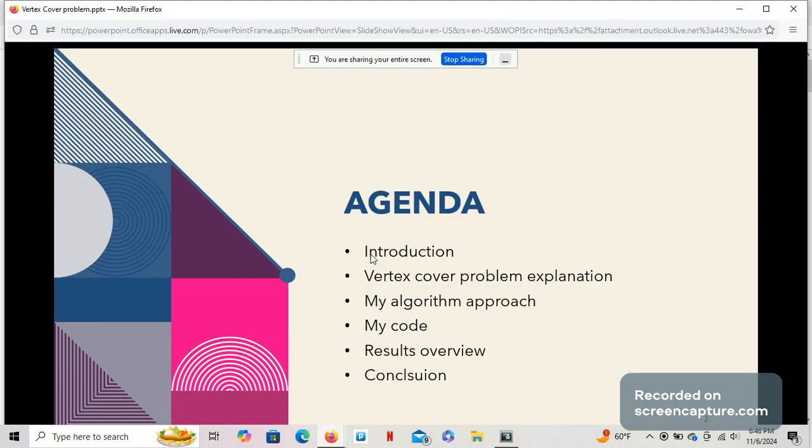So a little bit of an agenda for the presentation. I'm going to go over an intro, explaining the vertex cover problem, my algorithm approach, my code, the results overview from all the tests that I ran, and then a conclusion.